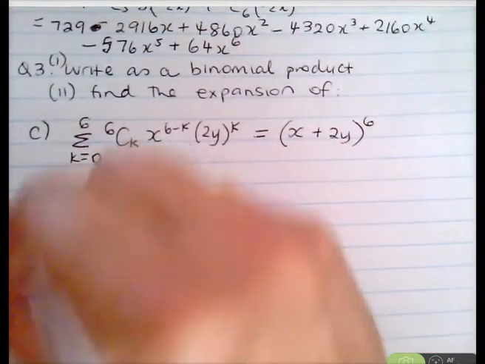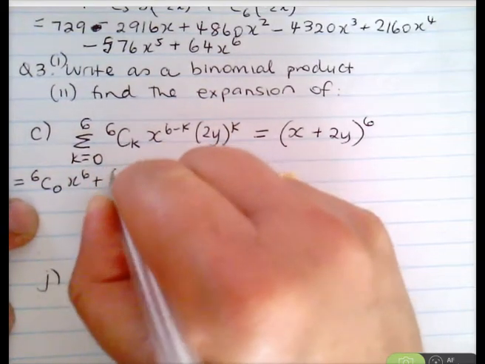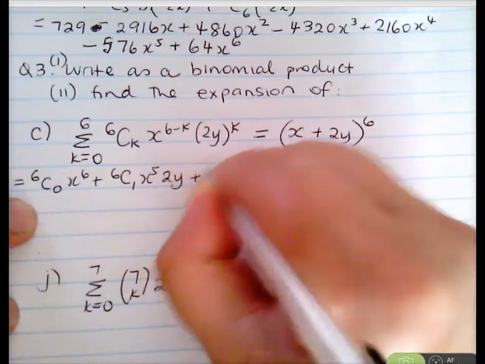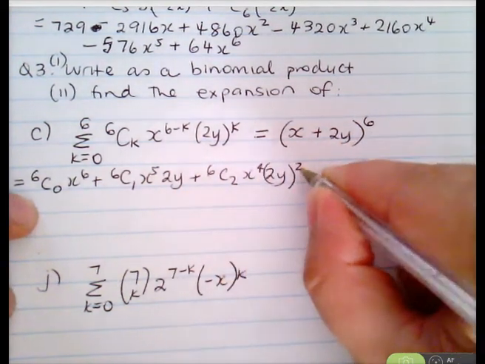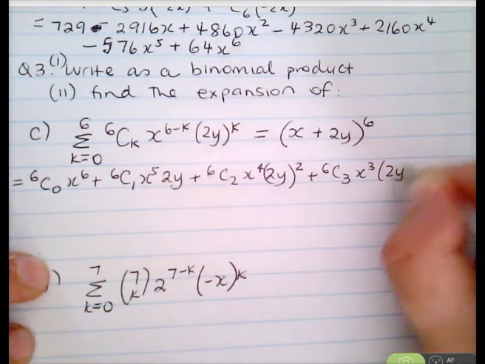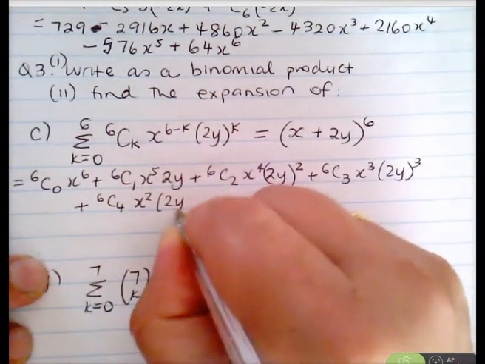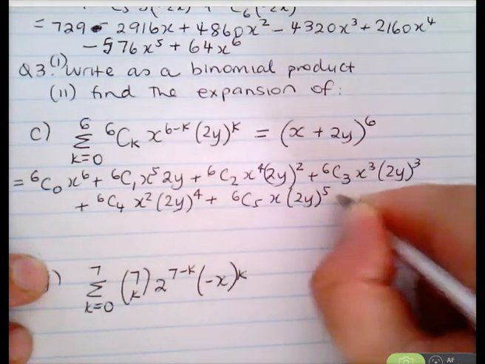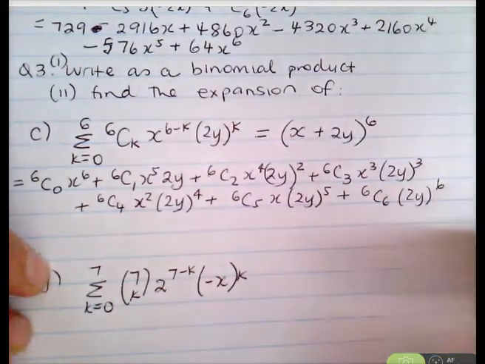And now writing the expansion of that, of course, you've got 6 choose 0, x to the power of 6, plus 6 choose 1, x to the power of 5, and then bring in your 2y, plus 6 choose 2, x to the power of 4. Then you've got 2y squared, making sure you use the brackets where you need to, plus 6 choose 3, x to the power of 3, 2y cubed, plus 6 choose 4, x squared, 2y to the power of 4, plus 6 choose 5, x times 2y to the power of 5, plus 6 choose 6, there's no x in this term, and we've just got 2y to the power of 6.